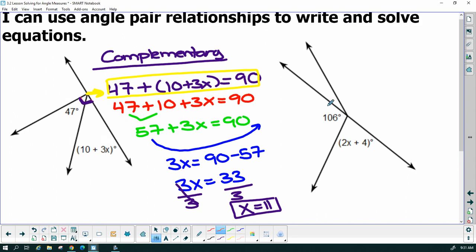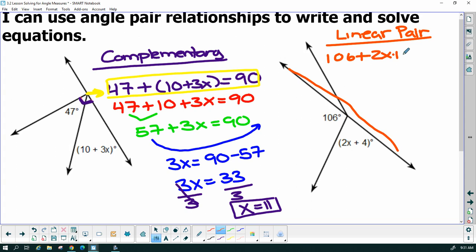Here I have a linear pair. These two things add to 180. They're a linear pair. They make this straight line together. And so I can write this equation where I just add the two angles and make them equal to 180. And that is the geometry portion of this problem. The algebra portion is for figuring out what x is.